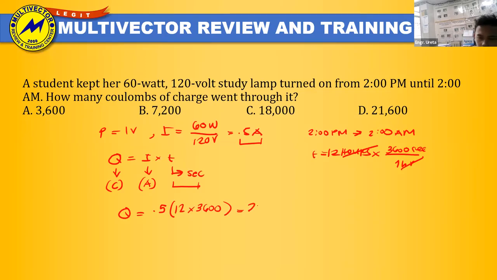Okay, which is just equal to 21,600 coulomb. So letter B.